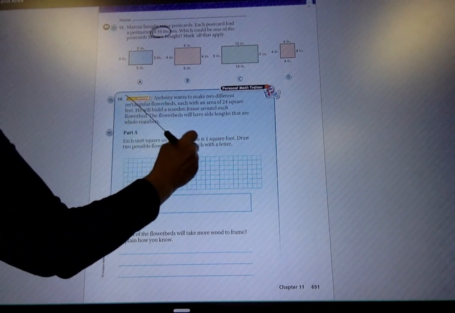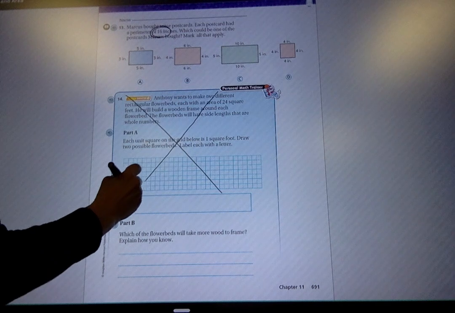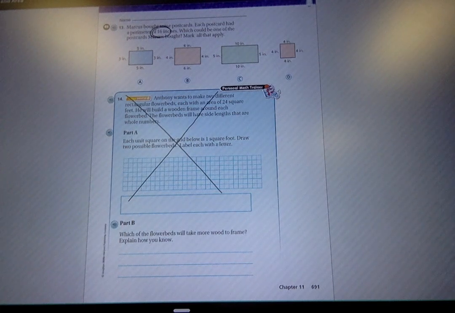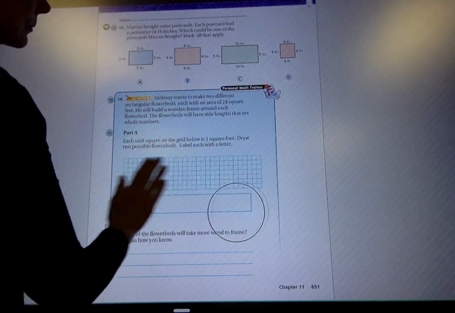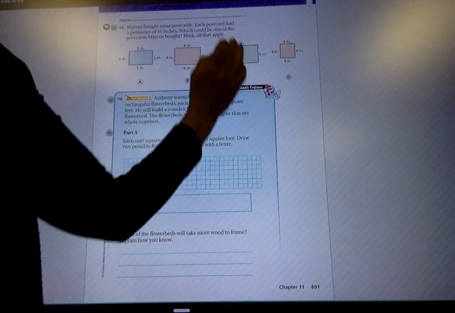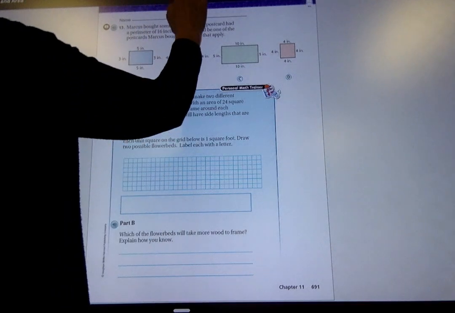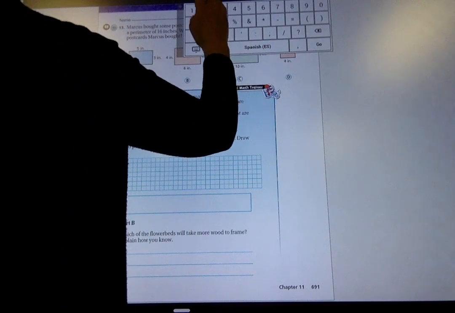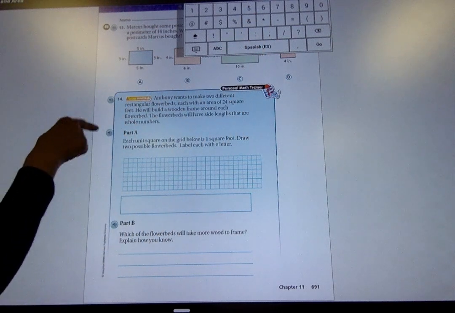We are going to skip and we're going to go to page 692. If you would like to do number 14 for extra credit, you may.